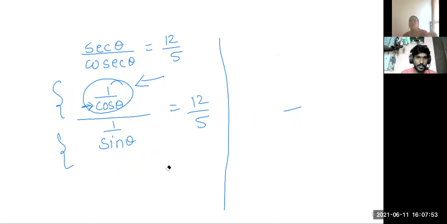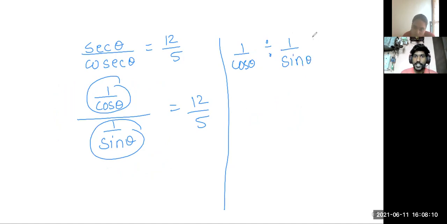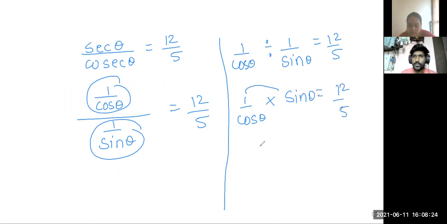So if you see carefully, look at the sum, we have 1 upon cos theta divided by 1 upon sin theta. So divided by 1 upon sin theta is multiplied by sine theta. So 1 upon sine theta would be sine theta then. Yes, so it becomes sin theta upon cos theta is equal to 12 upon 5. Is it clear up to here?